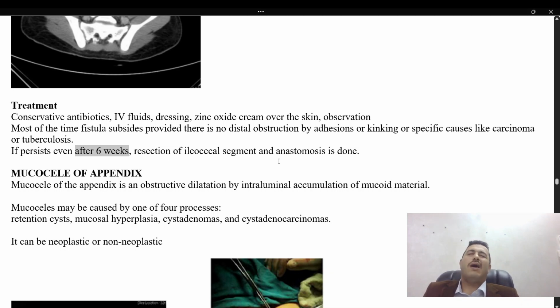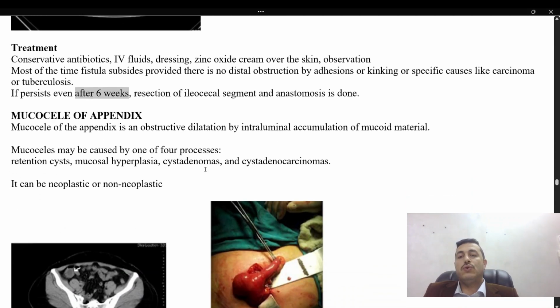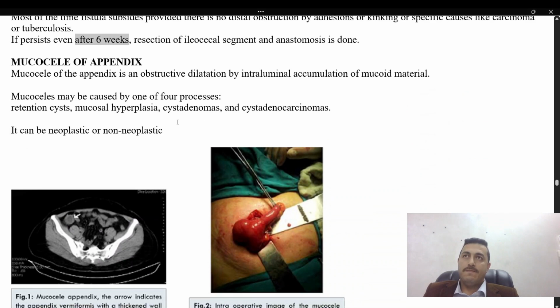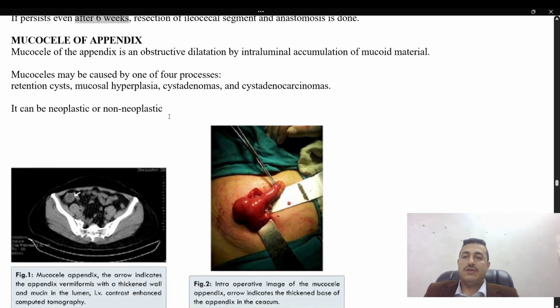This is not absolutely true or 100% because we can treat fistula up to 3, 4, 5 months. It depends on individual cases, on whether it is high output or low output, the clinical picture, and the impact of the stoma on the patient's life. So we try conservative management first. If it fails, we proceed to surgery.